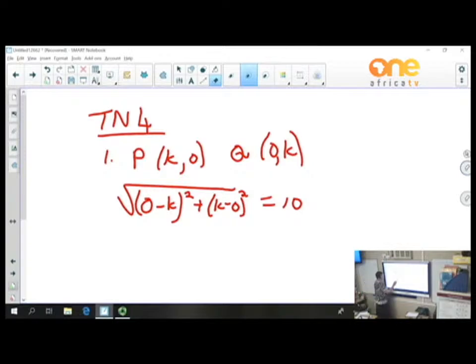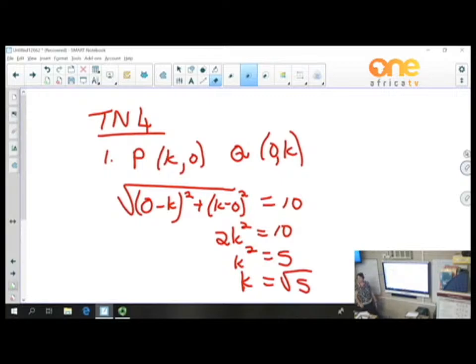And what will it now be? Yeah, so it will be 1K squared plus another one. So I can say that 2K squared is equal to 10. Yeah, no, but if you square it, it becomes a positive. So K squared is then equal to 5, which makes K equal to the square root of 5, which is 2 point something. 2.24. So that's the value of K.